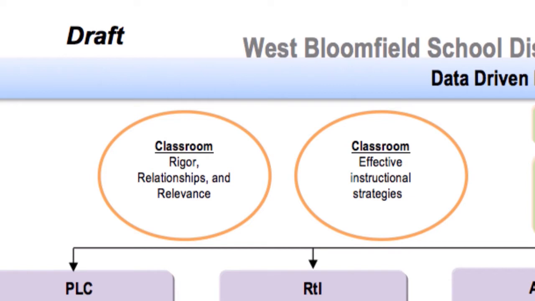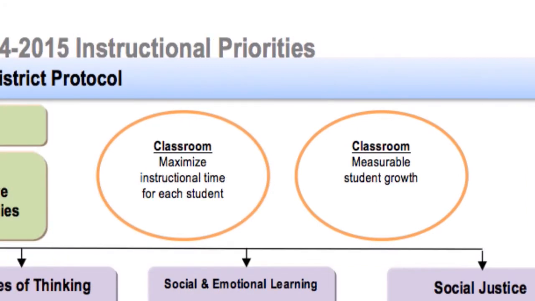So you'll see at the classroom level, we must have rigorous work, and it should focus on and help make connections via relationships and relevance for students. There also must be a focus on effective instructional strategies at the classroom level. It's important to maximize instructional time for each student, and it's certainly important to have measurable student growth when you talk about student achievement.